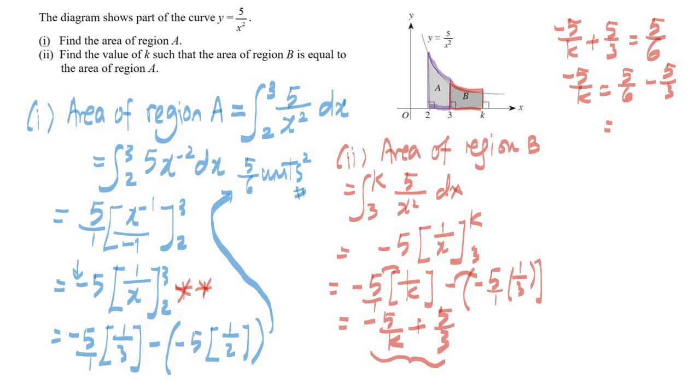Negative 5 over 6. So negative 5 over k is equal to negative 5 over 6. Here we can do a cross multiply, it's easier. But we can multiply both sides by negative 1 first. So you will get 5 over k equals 5 over 6. Do a cross multiply: 5k equals 30. k will be 30 divided by 5, which gives you 6.